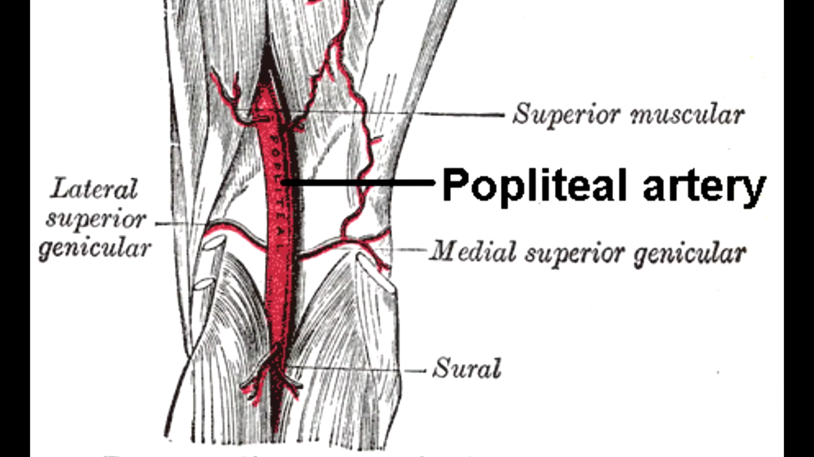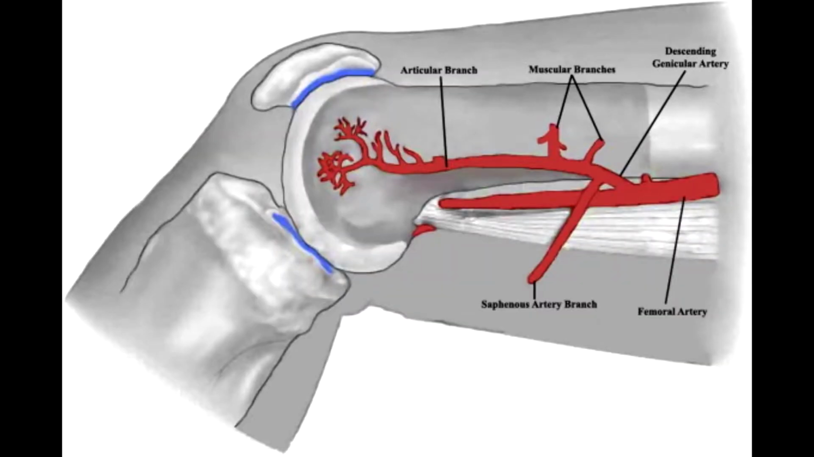the thigh. The popliteal artery is the continuation of the femoral artery as it passes through the opening in the adductor magnus muscle, at which point it lies behind the knee in the popliteal space and gives off branches providing the blood supply to the knee joint. The branches of the popliteal artery are the genicular arteries.